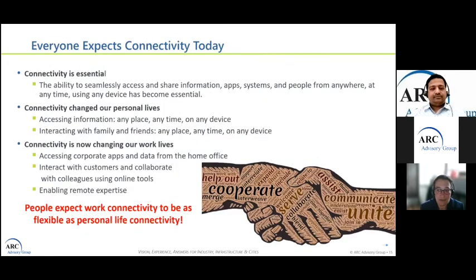So we all are connected these days, so we expect this connectivity. I mean, it is essential. It changed our personal lives. If I don't know something, I will take out my mobile phone and just Google it. I will find out any place, anytime, on any device that I have available. I want my information.